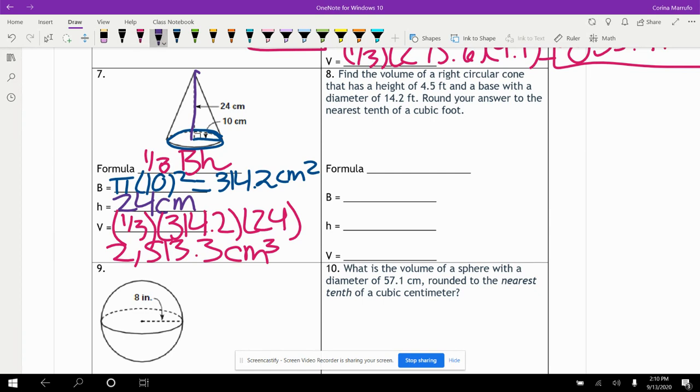Okay, it says find the volume of a right circular cone that has a height of 4.5. The reason why they say a right circular cone is because you're not thinking of a cone that's lopsided or something like that.